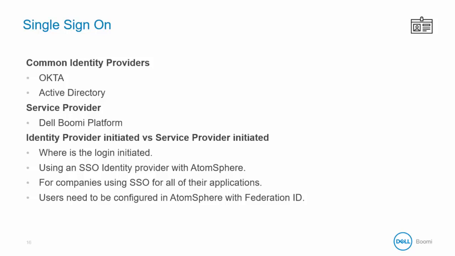Users need to be configured in Atomsphere User Management with their Federation ID. Just because a particular user has an account with an LDAP or Active Directory does not mean that they will have access to Atomsphere. You have to enter the user and federation ID into Atomsphere.